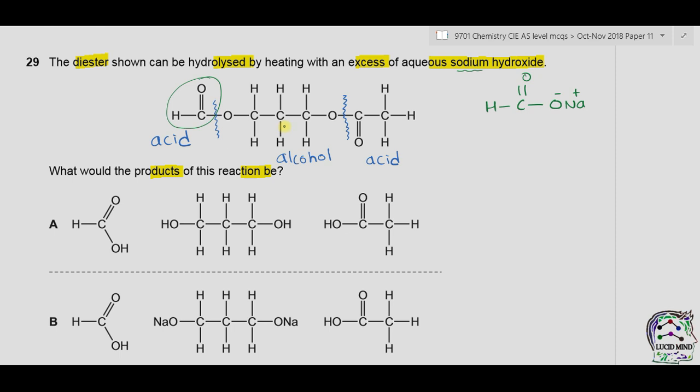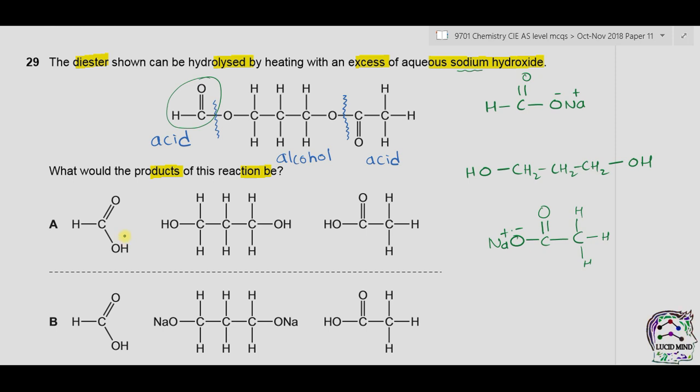The central product will be alcohol. We have 3 carbon atoms in the center, and on both sides we have OH functional group. Similarly, on this side we also have carboxylic acid, CH3COOH, which can be drawn like this. Instead of OH, as we have sodium hydroxide, it will be ONa.